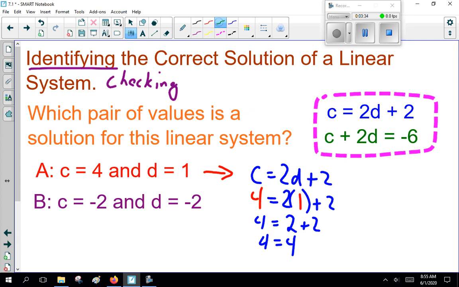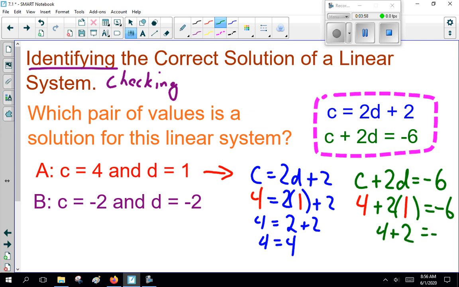Always, always, always check both equations. The other equation is C plus 2D equals minus 6. Would I give you an answer that works for one of them and not both? Would I be that evil? Yes, I would be. So 2 times 1 is 2, 4 plus 2. Does 6 equal minus 6? No. No, this first one doesn't work.